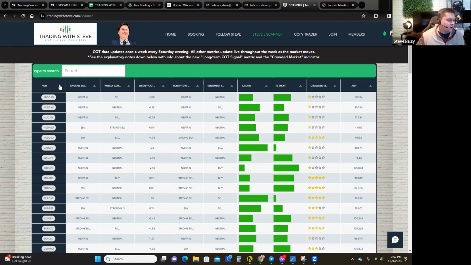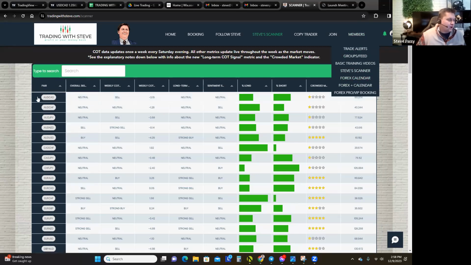So like I said, here's the scanner. This is Steve's scanner. You can access this right up here on the Trading with Steve website. There's a quick link up here. There's also a link right here in the members area. You can click on Steve's scanner right there, as well as all the other calendars, booking pages, our group feed, the basic training videos, all of that's accessible right here on the members drop down.